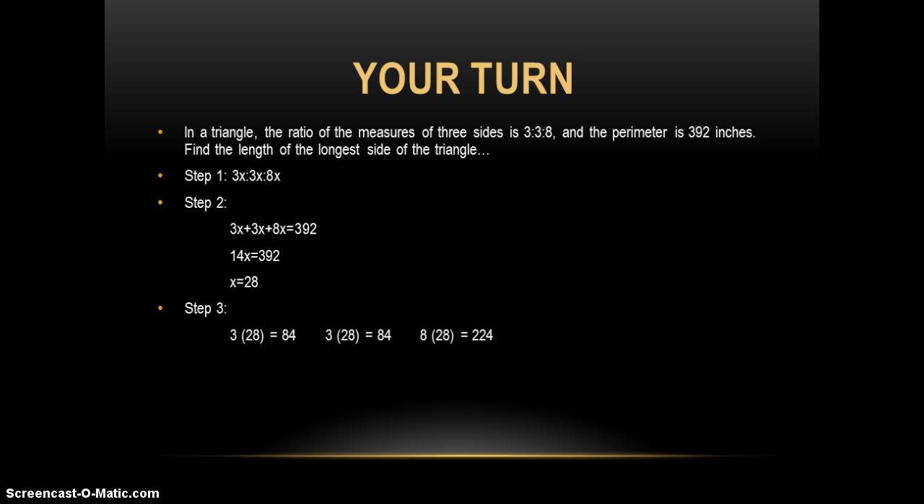Step 3, we're going to plug in 28 for x, so we have 3 times 28 equals 84, 3 times 28 equals 84, and 8 times 28 equals 224. And then step 4, since it's asking us what the longest side of the triangle is, we're going to look at which one is the biggest number, and that's 224 inches.